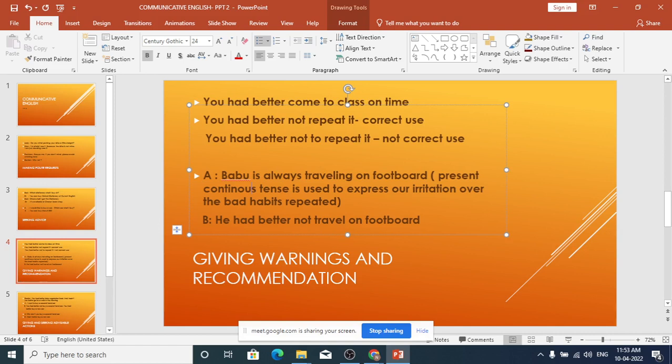Are you happy with that or no, you are not happy with that? Not happy. Right, to express your irritation. So, it is a little bit of warning. It's kind of a warning. So, Babu is always traveling on footboard. B: He had better not travel on footboard. So, you say he had better not travel on footboard.